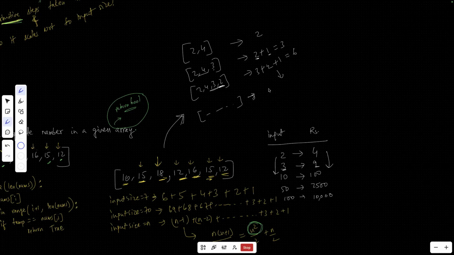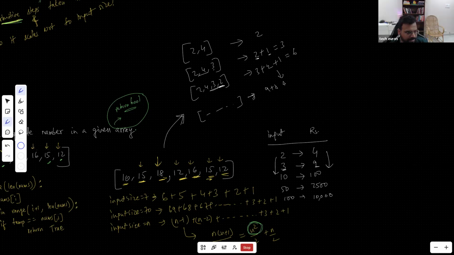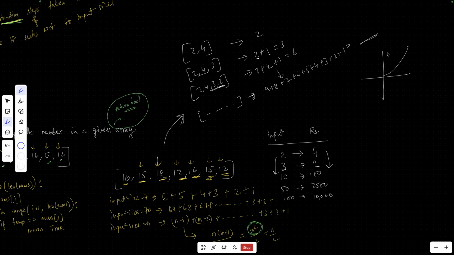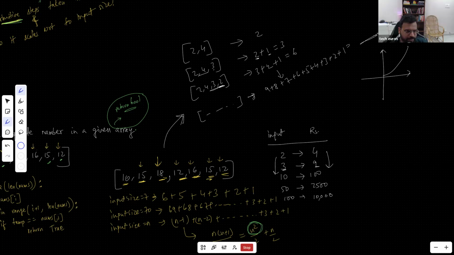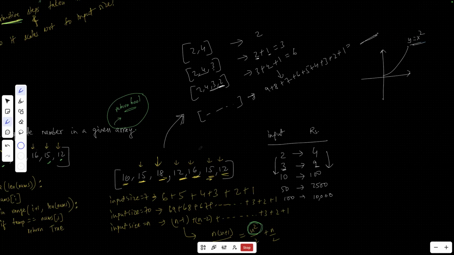Okay, it's getting to the square. 9 plus 8 plus 7 plus 6 plus 5 plus 4 plus 3 plus 2 plus 1. What will be the sum of this? And then you plot it. You will get a graph like this. So this is y equal to x square. This type of graph you will get.